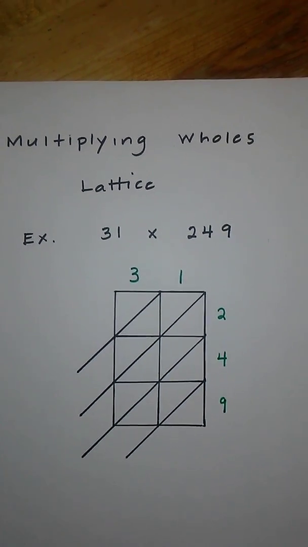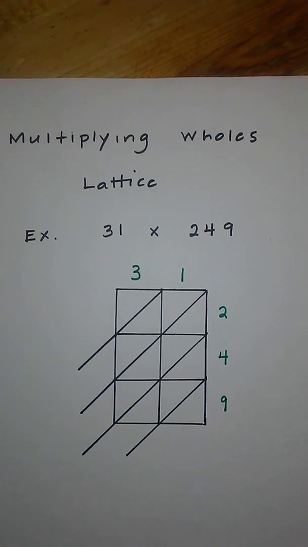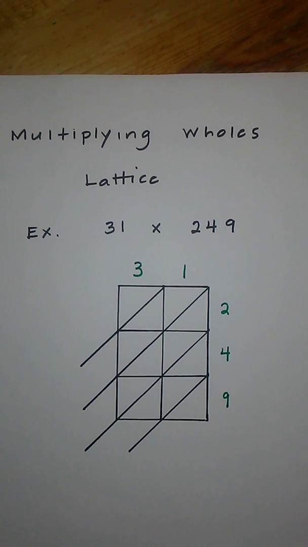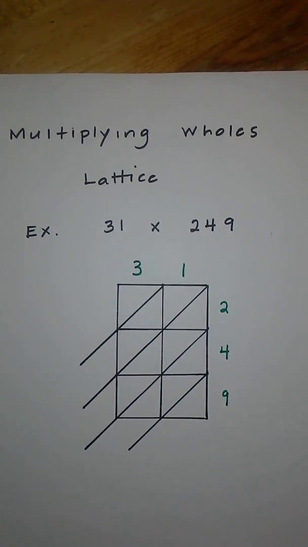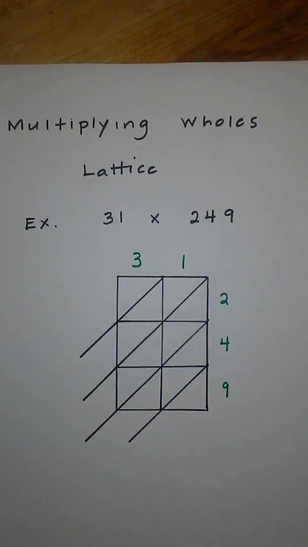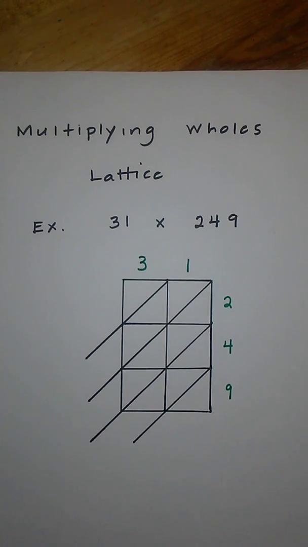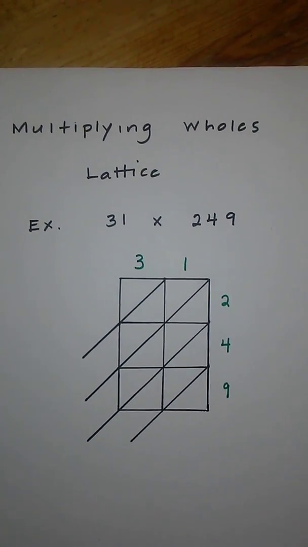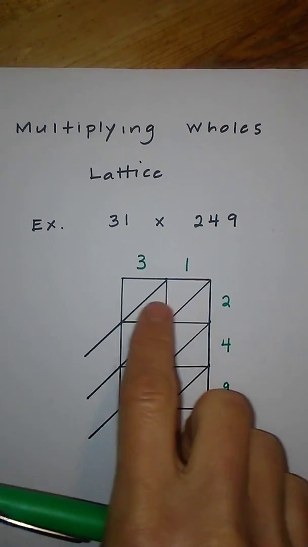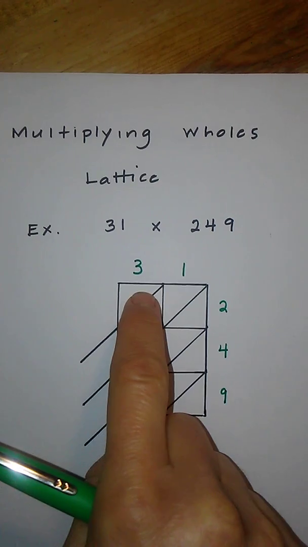Now, the setup is a bit time-consuming, but the nice thing about it is that you are working on one operation at a time. So we'll multiply first, and then we'll take care of the adding at the end. So this 3 is going to get multiplied by this 2, and the answer is going to go in the square right here where my finger is.